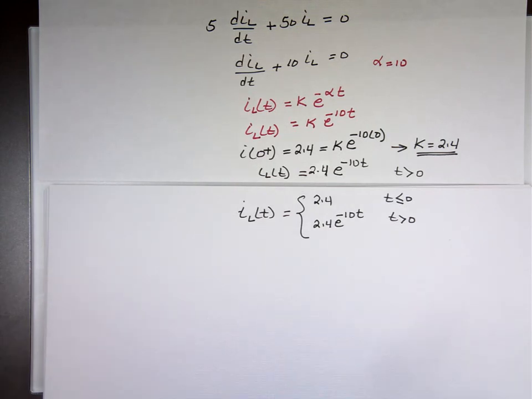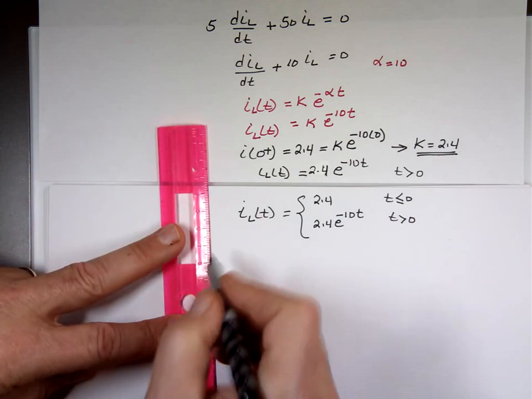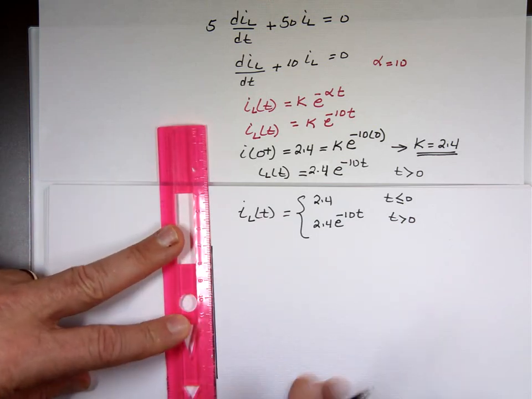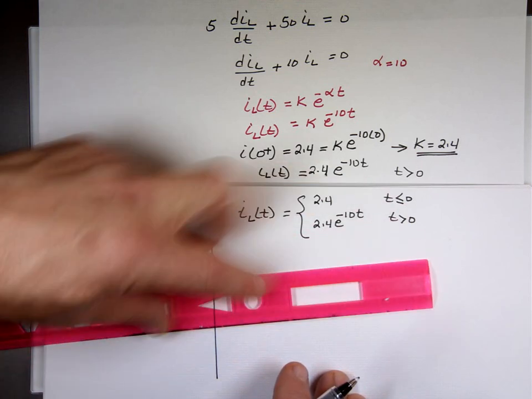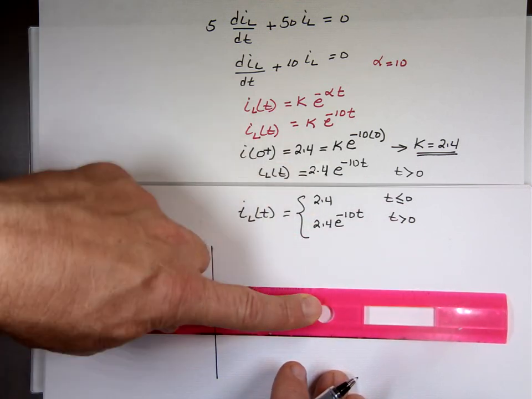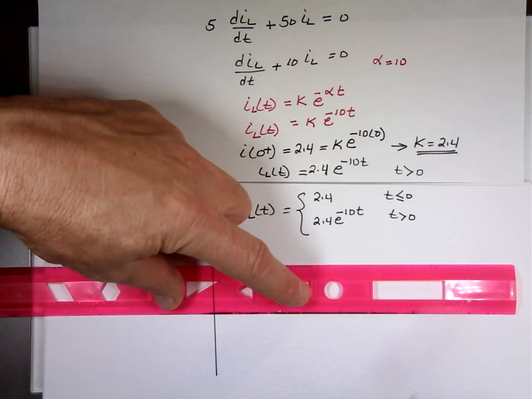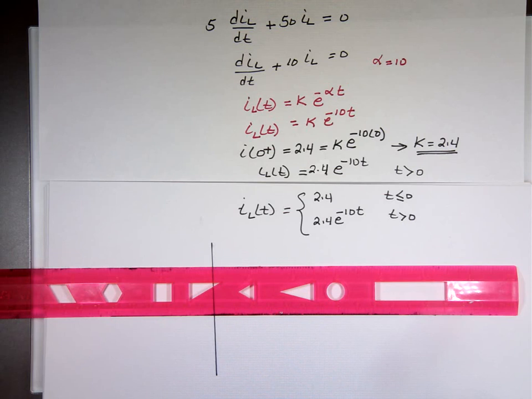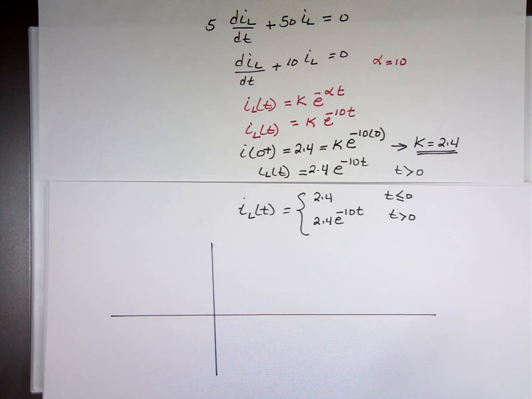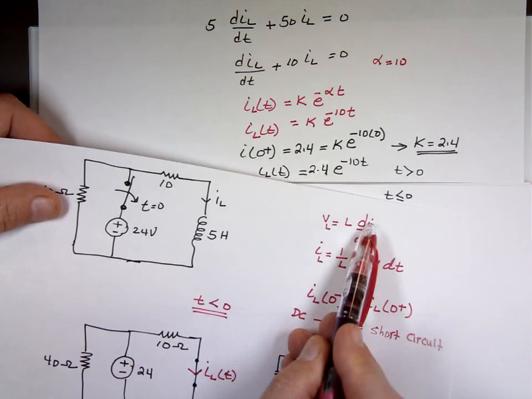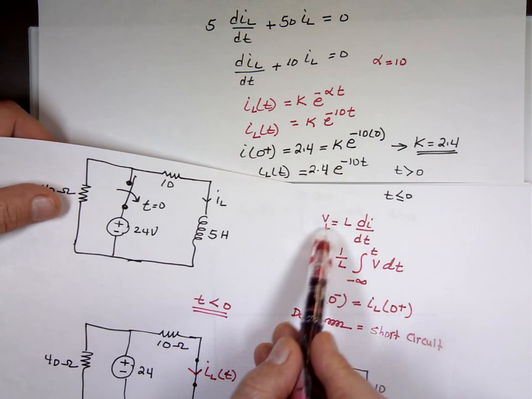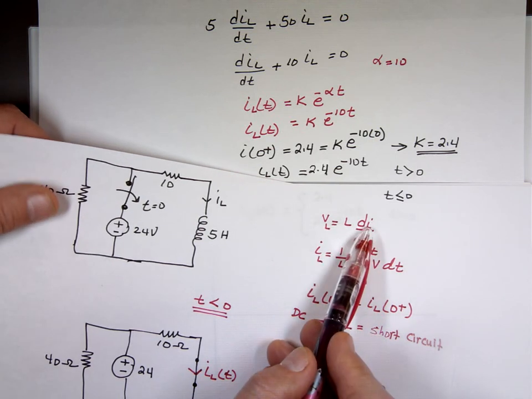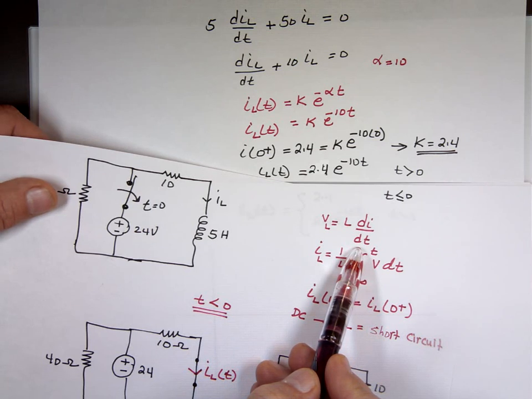Wait, and in the end, when you wrote I of 0 plus equals 2.4, it should be a 0 minus. Nope, because 0 plus is the same as 0 minus. The current at 0 minus will be the same as the current at 0 plus. That's because the current does not change in 0 time. If it does, you have an infinite voltage. So the current at t minus is the same as at t plus.